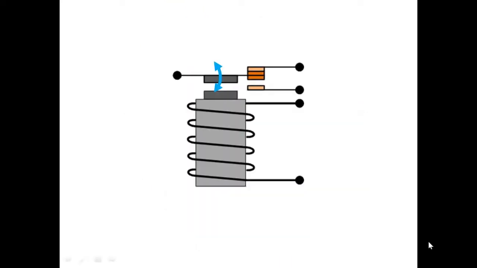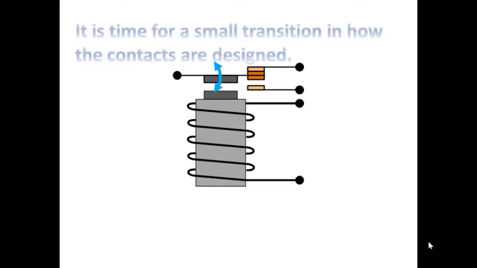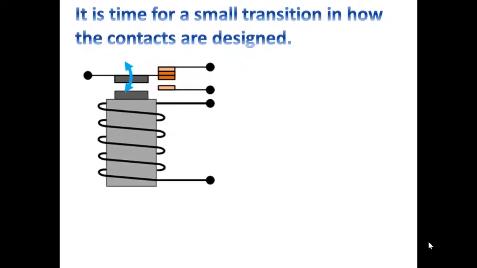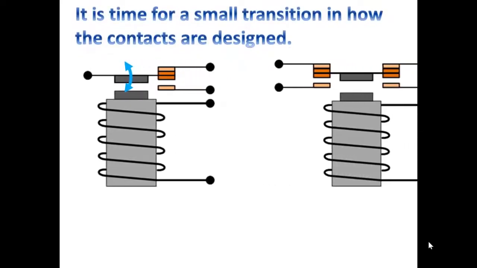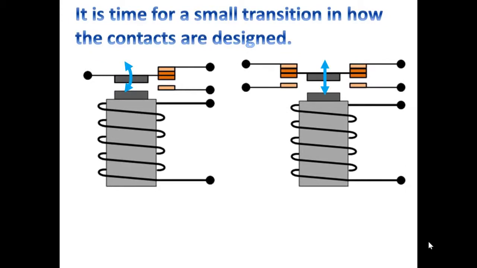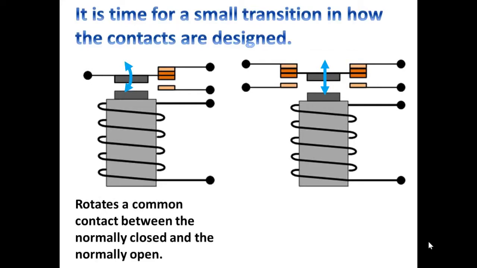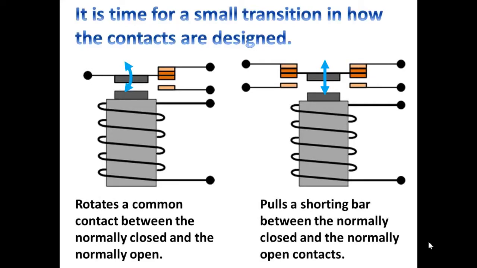It's time to make a transition in our actual physical device. This is the original contact relay design. However, most popular industrial relays have a slightly different design. The difference between what you see on the left and the right, you see that there is no common contact on the right. Instead, you have a shorting bar that when you energize, it's pulled down, and when it's de-energized, it travels up. In the stationary contacts, there's 2 sets.